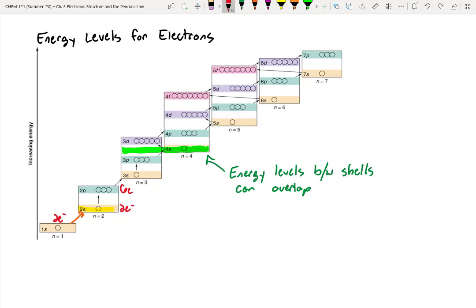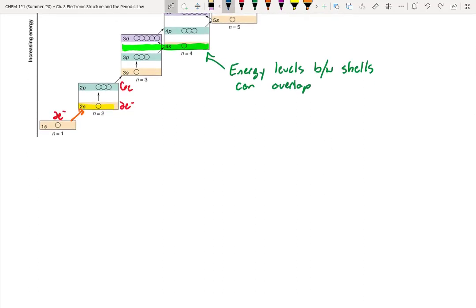But let's take a look at some ways that we can predict this. So I'll show you the tips that I use. So, tips for predicting energy levels.